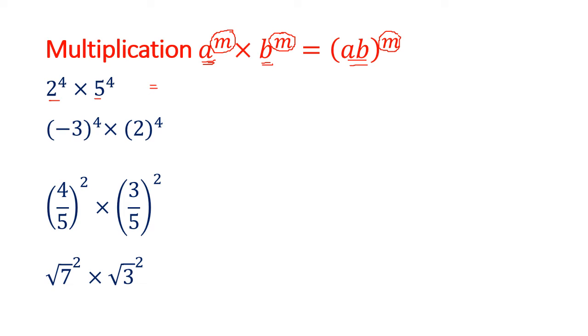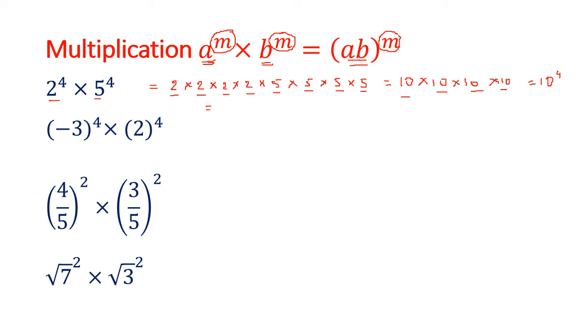Now 2 raised to 4 is 2 into 2 into 2 into 2, and 5 raised to 4 is 5 into 5 into 5 into 5. So we have got 2 5s are 10, again 2 5s are 10, so into 10 into 2 into 5. I am pairing them up. That is into 10. I got 10 raised to 4. Yes, 10 into 10 into 10 into 10 is 10 raised to 4.